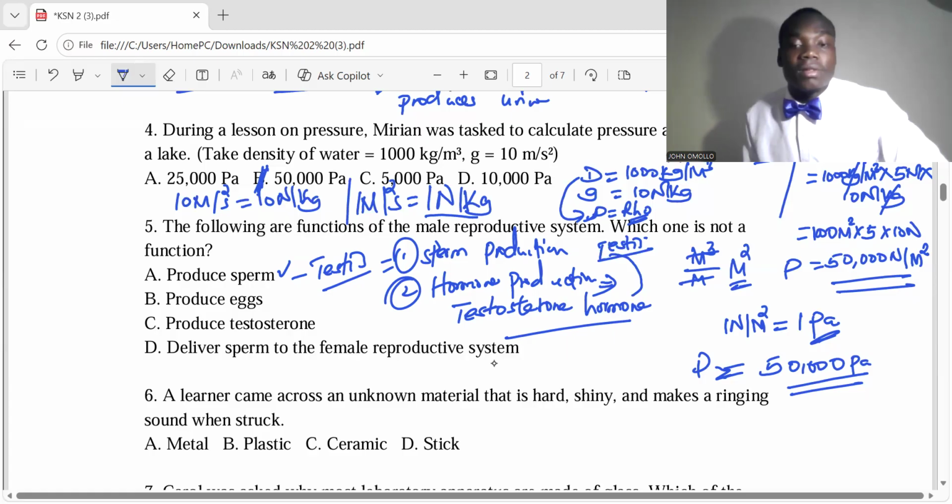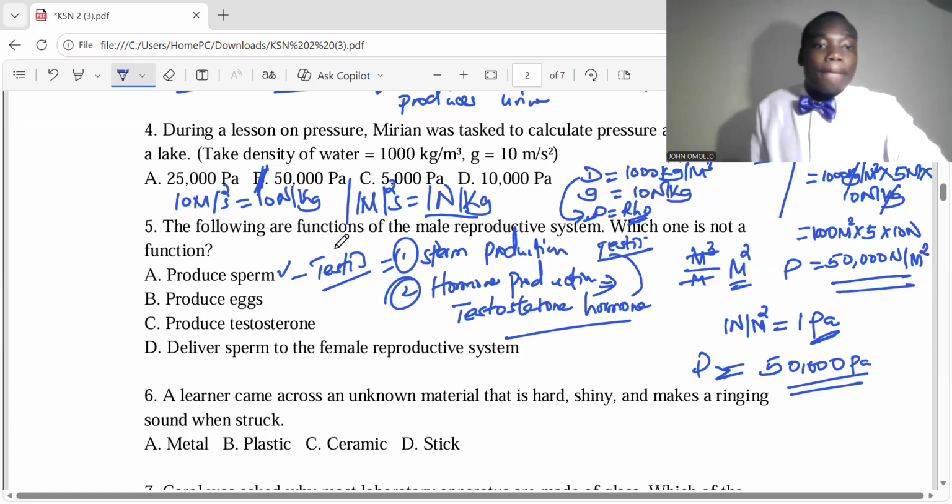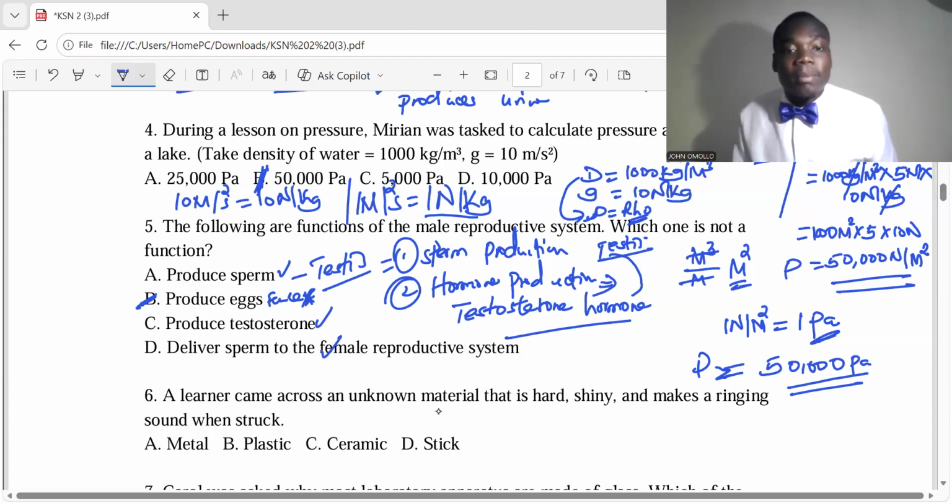Testosterone hormone. Produce eggs? No. So this is our answer, choice B. Producing eggs is done by the female, so in this case this answer is wrong. Produce testosterone, we have talked about that one. Delivers sperms to the female reproductive system, that is the sperm duct.